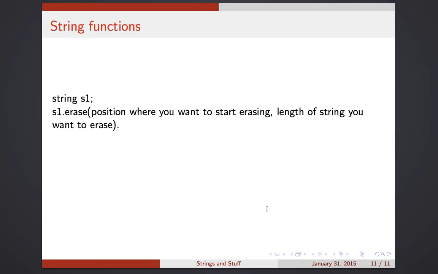I think this is the last function I want to talk about. So you can insert strings inside of other strings. You can also take a string and erase a piece from it. The way that this function works is, just like before, you take your string name, you do dot erase, and now you hand it two numbers. You hand it the position where you want it to start erasing. So if you wanted it to start erasing at position 2, you would hand it a 2. And then you tell it the length of the string you want to erase, or in other words, how many characters you want it to erase.